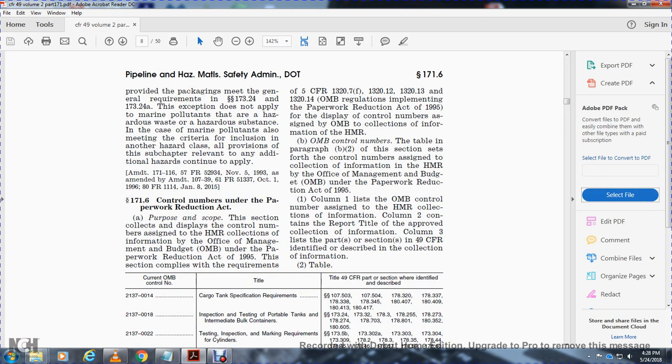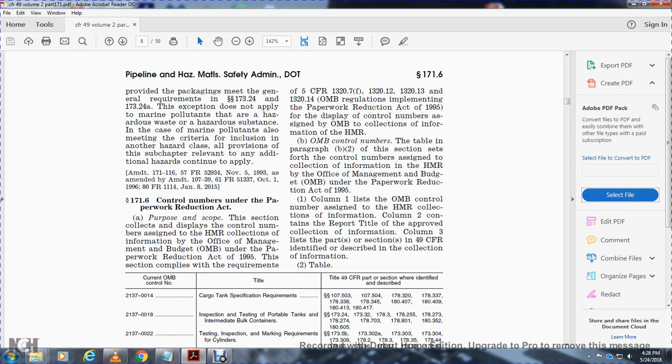Alright, we're going to skip the 171 control number under the Paperwork Reduction Act. For the purposes of the scope of the section, the collection and display of the control number of the hazardous material regulation collection by the Office of Management and Budget under the Paperwork Reduction Act of 1995.